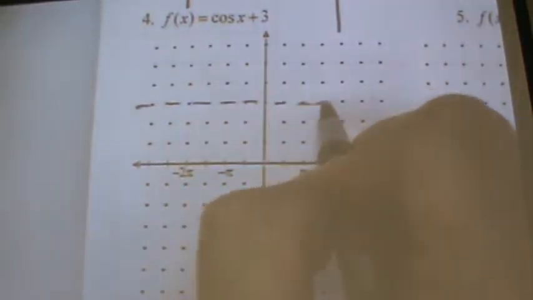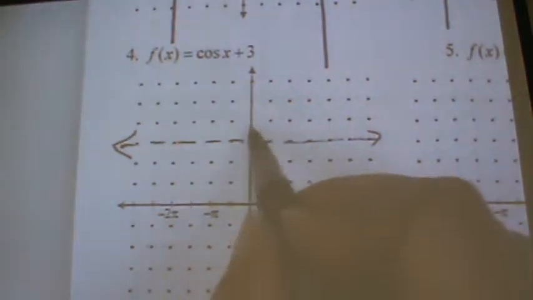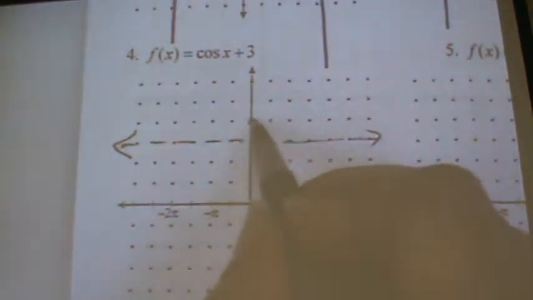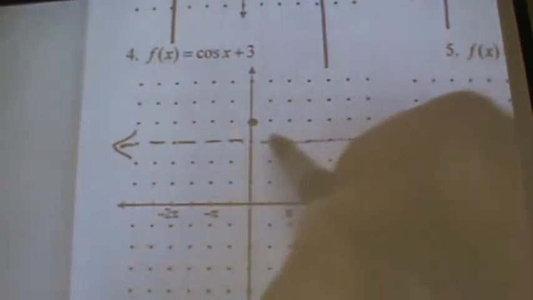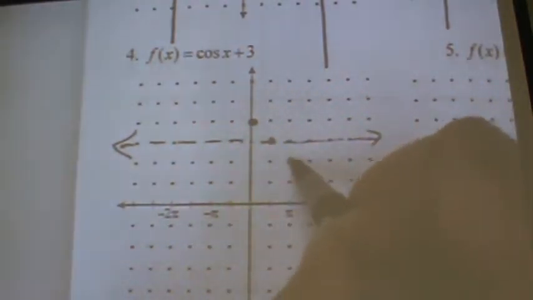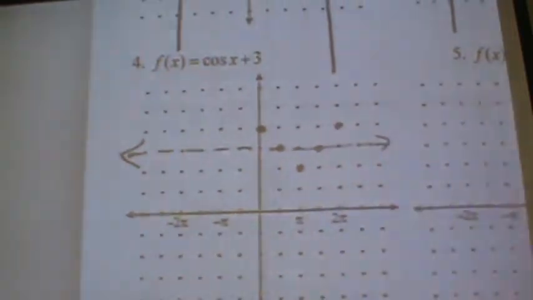Number 4, what are you going to do? Go 3 above. And this one's going to start where? 1 unit above that new x-axis, because that's the amplitude, 1. And you're going to make it like a cup. I do my dots first, and then I connect them.